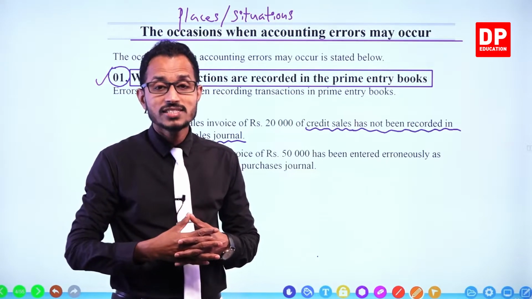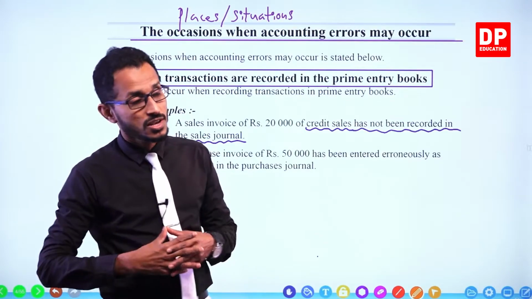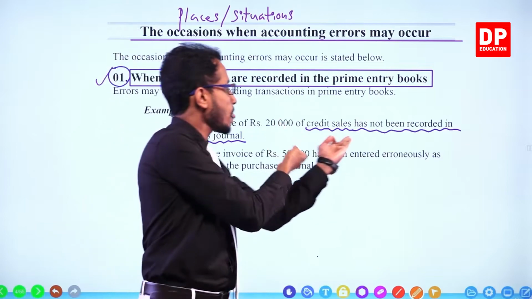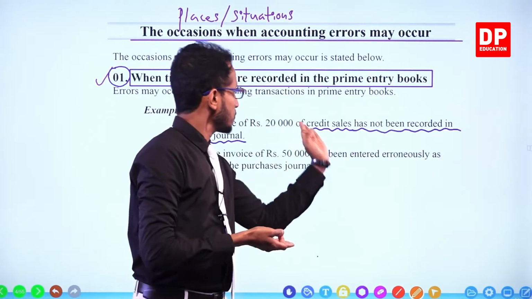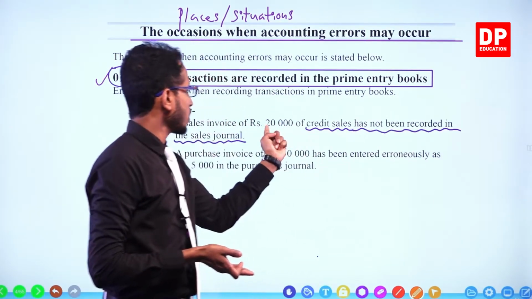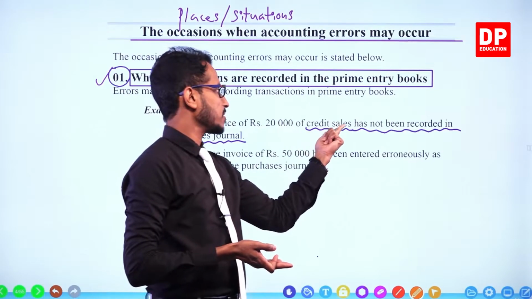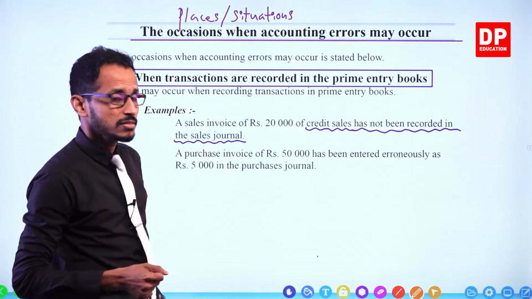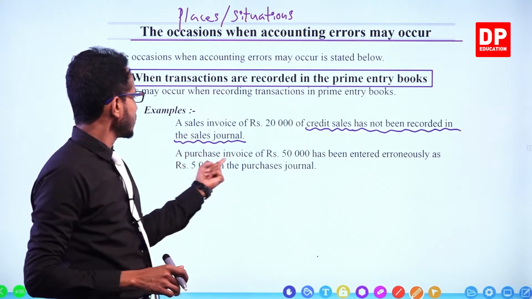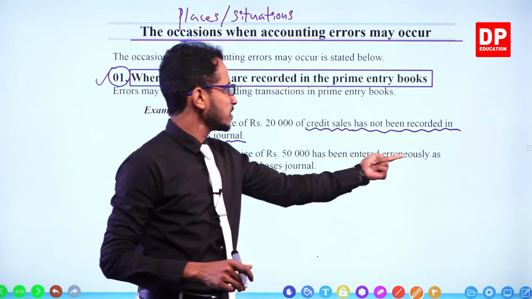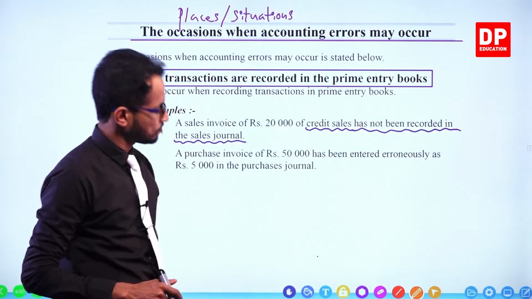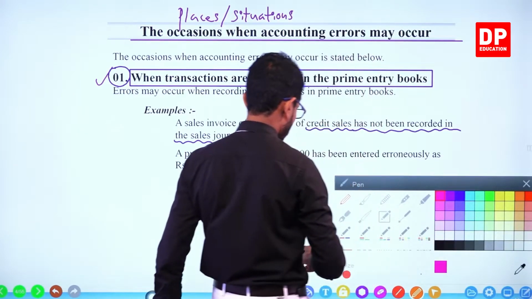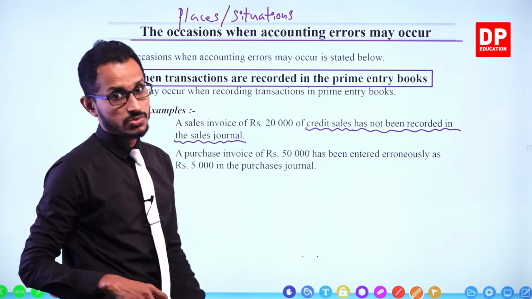Forgetting transactions, omitting transactions. A transaction has occurred, but it has not been entered in the relevant prime entry book. See, a credit sale of 20,000 has occurred. It has happened, but not recorded in the book. Error, right? A purchase invoice of 50,000 has been entered erroneously as 5,000. That is an even more serious one.